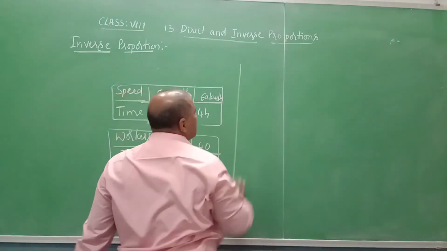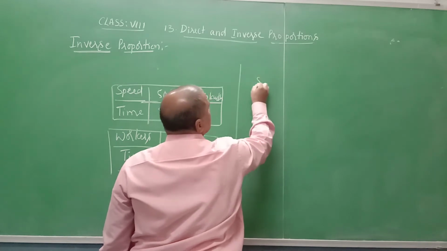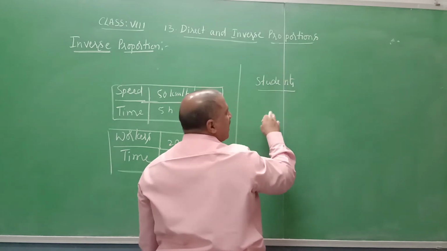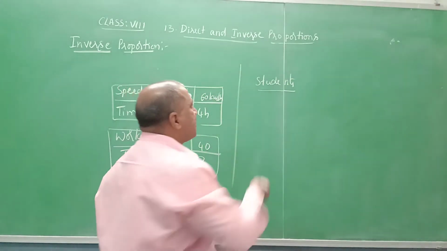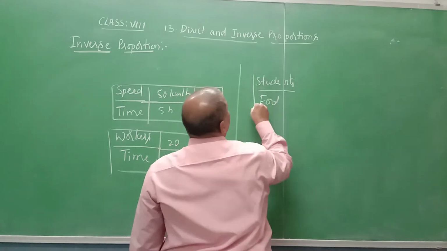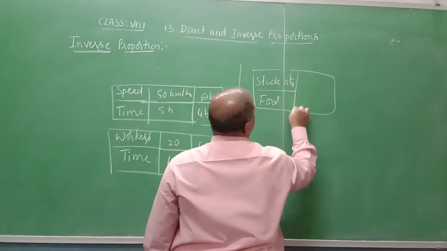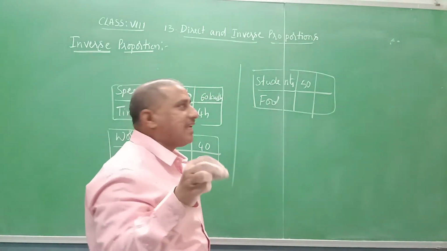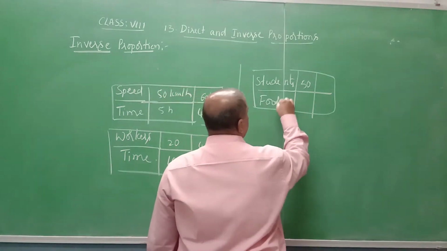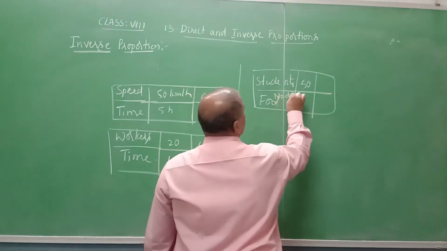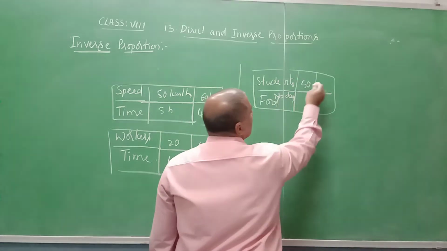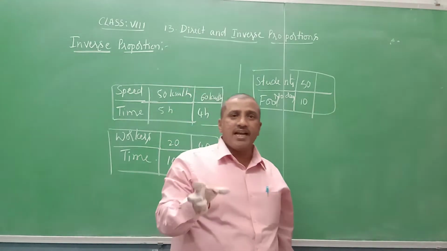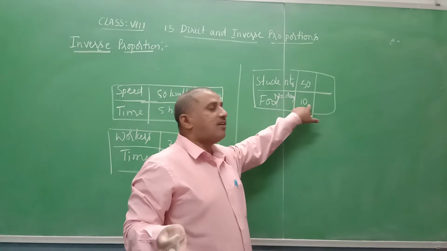Now you see here, there is a hostel. In that hostel, some students are there, and they require food items. If in that hostel 50 students are there, the food which is there is sufficient for them for a number of days. The food is sufficient for 50 students for 10 days.